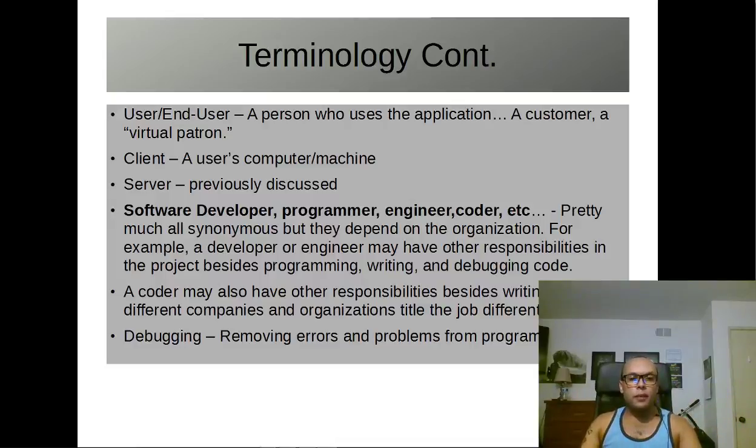Debugging. What is debugging? Debugging is simply removing errors and problems from programs and code. So when there's a problem with your code, and someone says, hey, this doesn't work right, or this crashes, now you have to go debug the code.